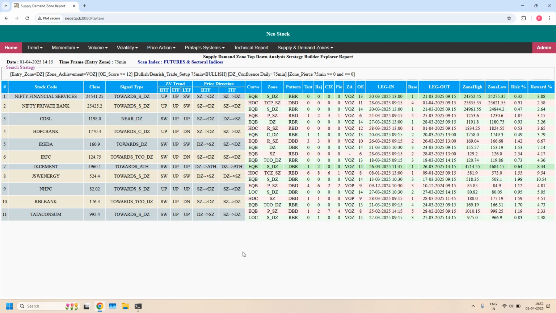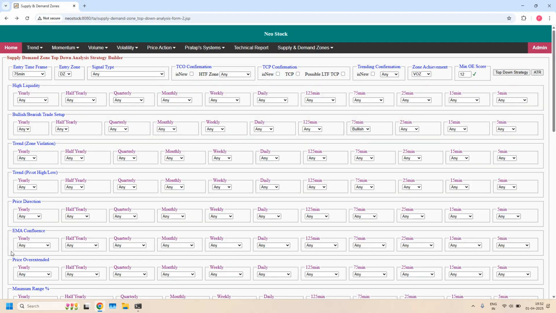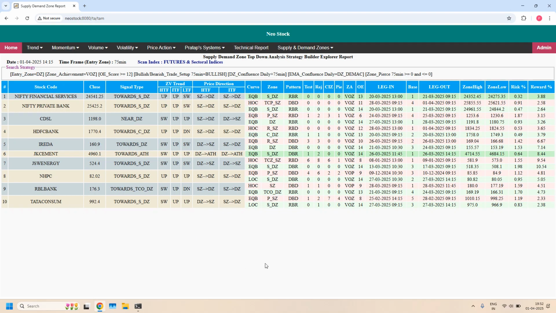So let us further filter based on daily demand zone having daily EMA confluence. So with this filter, we got 10 stocks. So all these 10 75 minutes demand zones overlapped with daily demand zone and the daily demand zone having daily EMA confluence. So that way these 10 stocks are having even more high probability to get success.